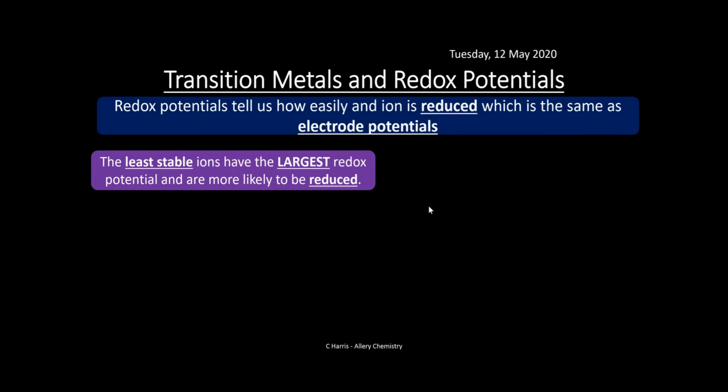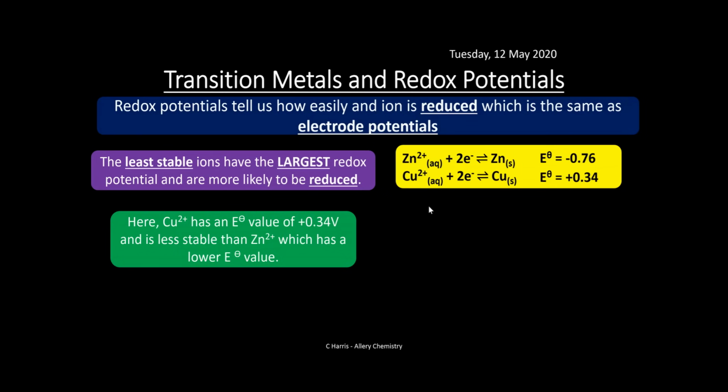So let's have a look and link this together. So the least stable ions have the largest redox potential, okay, and are more likely to be reduced. So let's have a look here. We've got Zn2+ plus 2 electrons forming Zn, and we give that an electrode potential of minus 0.76. Cu2+ plus 2 electrons to Cu has an electrode potential of plus 0.34. Now we can see that the copper one has an electrode potential of 0.34, and so what this means is it's less stable than the Zn2+, which has a lower E0 value. Okay, so your copper one is less stable.